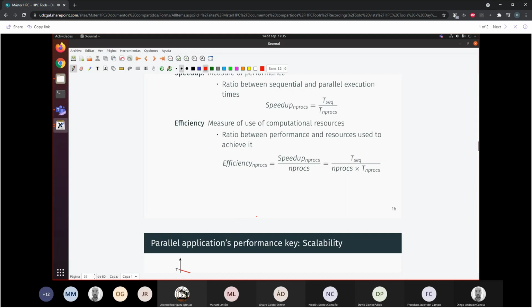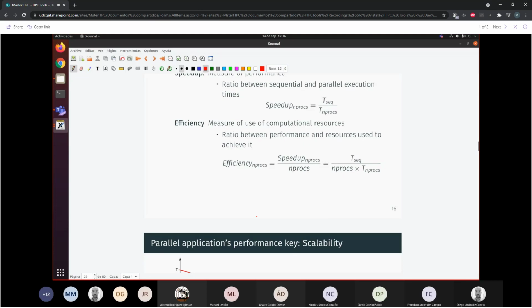But this is not going to happen most of the time, okay? You are going to get a worse result. But the efficiency tries to measure how good your parallelization is, okay? So if having 2 processors, you get a speed up of 2, this is great, okay? Anything below 2 is not so great. So the efficiency is going to be worse, okay? So this is the idea of this. Okay, we are finishing this first part.